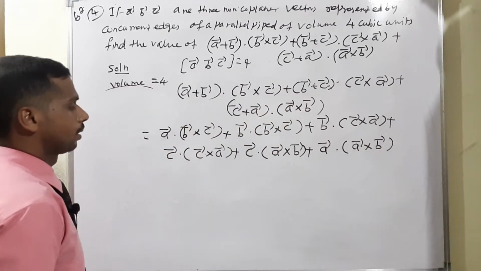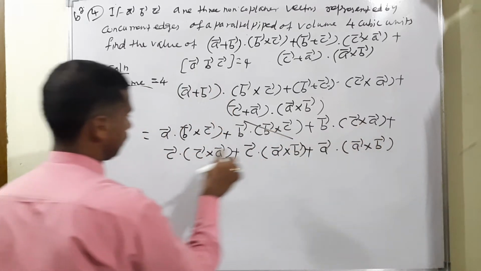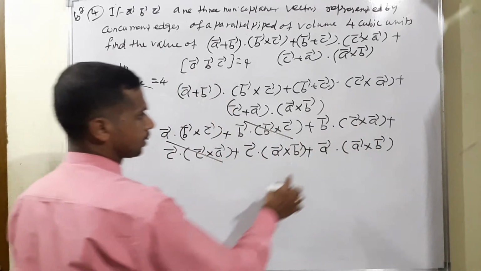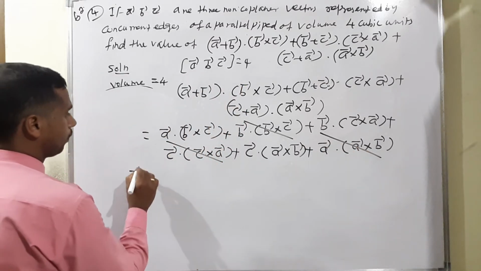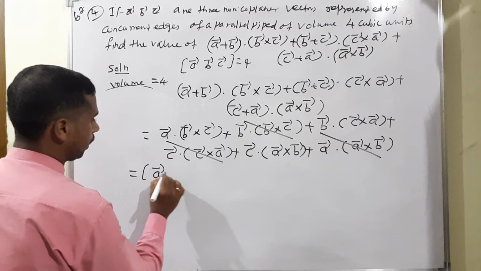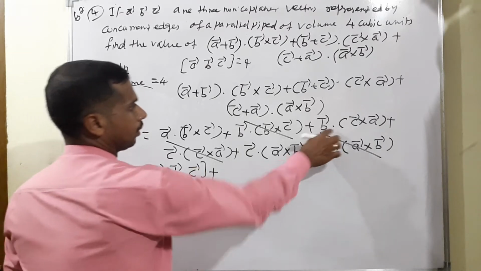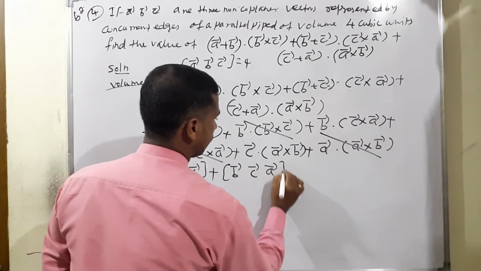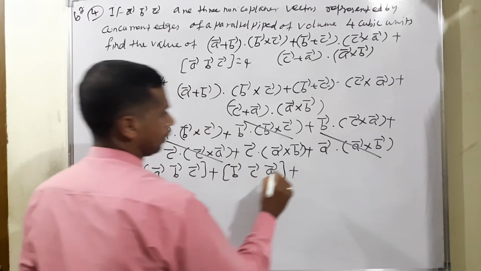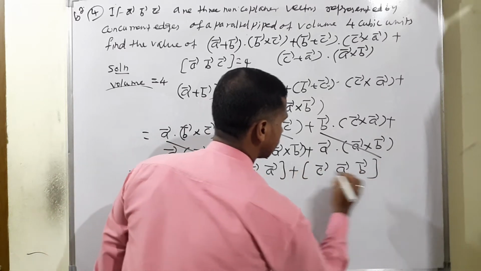Now what cancels? The B vector is there, cancel. Then the C vector is there, cancel. In the last condition, the A vector is there. After cancelling, the remaining terms are the box product of A vector, B vector, C vector, plus the box product of B vector, C vector, A vector, plus the box product of C vector, A vector, B vector.